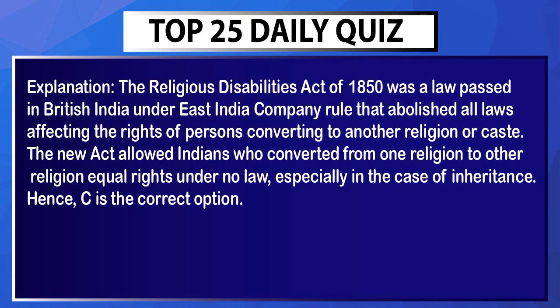Explanation: the Religious Disabilities Act of 1850 was a law passed in British India under East India Company rule that abolished all laws affecting the rights of people converting to another religion or caste. The new act allowed Indians who converted from one religion to another equal rights under the law, especially in the case of inheritance. Hence, C is the correct option.